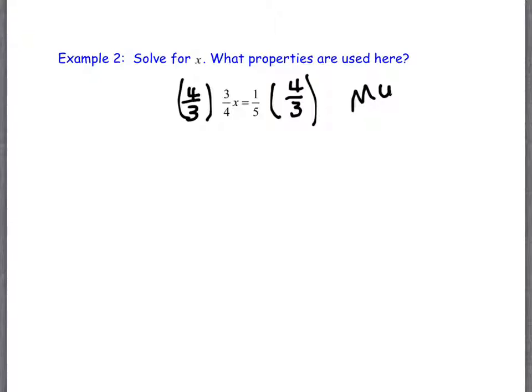Not quite, but you're getting close. We're going to use that property in just a second. The 4 over 3 is the one we want because it's the multiplicative inverse. That's why we want it. But what is it that allows me to actually put that 4 over 3 on both sides?